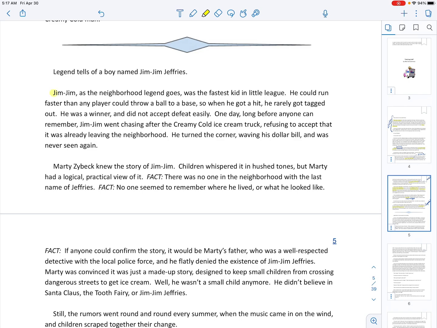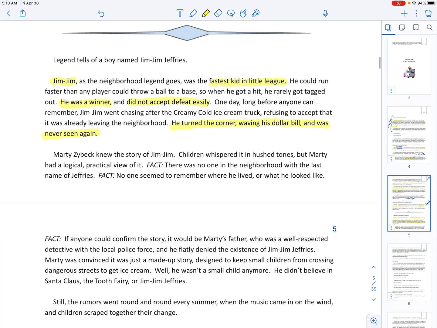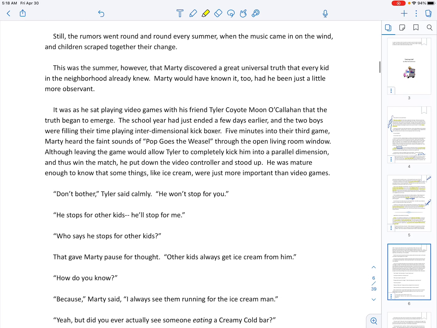So this illusion is giving us a little background into this fictional world, and it seems like this particular character is the exact opposite of Marty. He's fast. He's so fast that he was not able to be tagged out in Little League. And so we see that he went after the creamy cold truck and was never seen again. So that seems a little creepy, doesn't it? Keep in mind, this is Neal Shusterman, the author of Full Tilt, so things are gonna get a little creepy, okay? Let's continue.